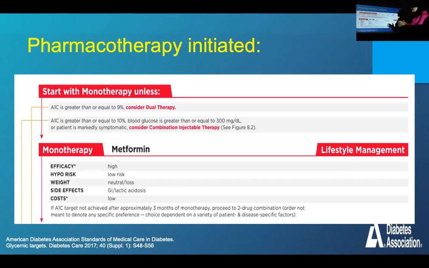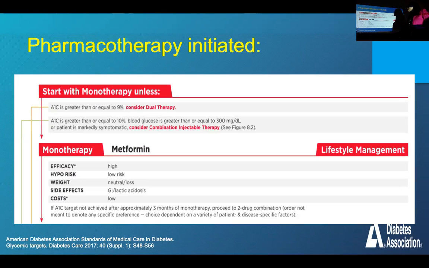Now, let's talk about the pharmacotherapy. As per the American Diabetes Association, patients should be started on monotherapy. This is metformin and lifestyle modification. Metformin is very popular. It has high efficacy. It's oral. It has a very convenient cost, very low compared to other medications. There is low risk of hypoglycemia, and it's neutral on weight gain.